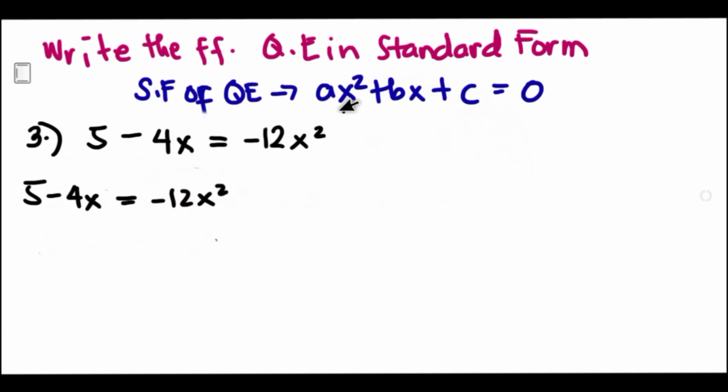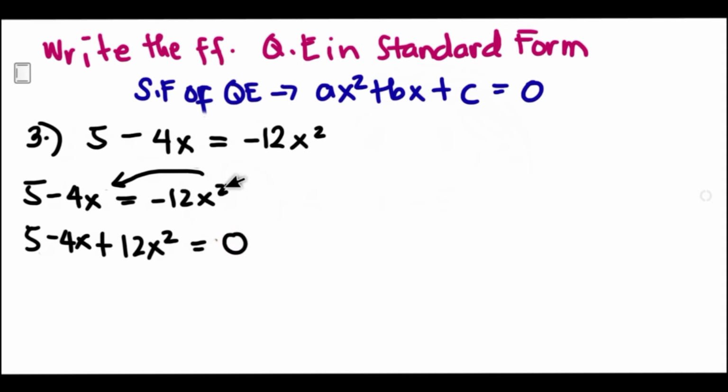Okay, so, since ito yung standard form natin, ax squared plus bx plus c is equal to 0, dapat lahat ng mga terms ay nasa left side. So, lipat natin sa kabila to. By transposition, magiging 5 minus 4x. Sabi ko kanina, pag nag-transpose tayo, pag naglipat tayo, magbabago ng sign. Equal to 0. 0 na lang kasi wala na yung negative 12x squared dito.